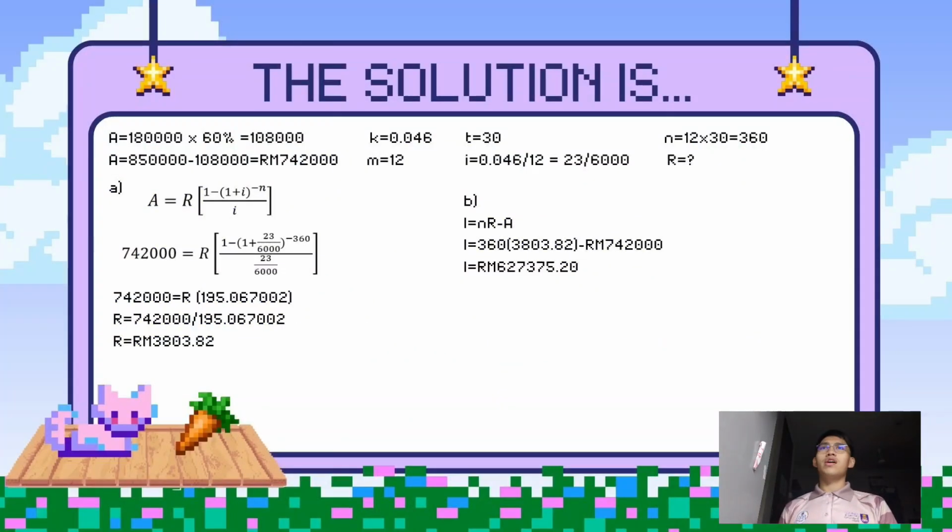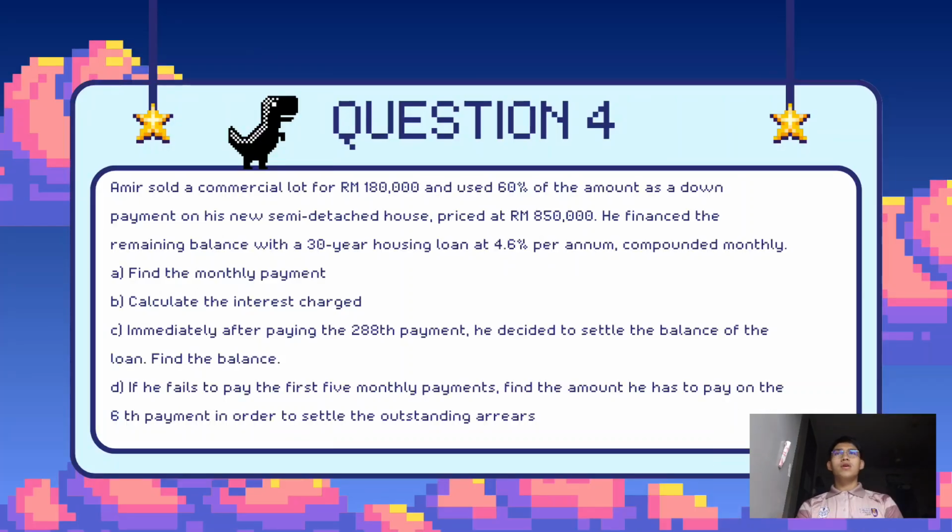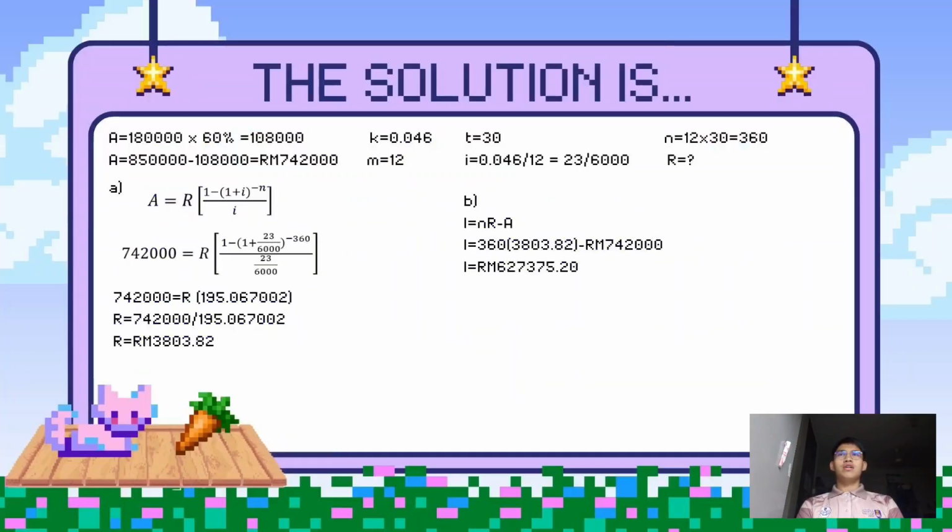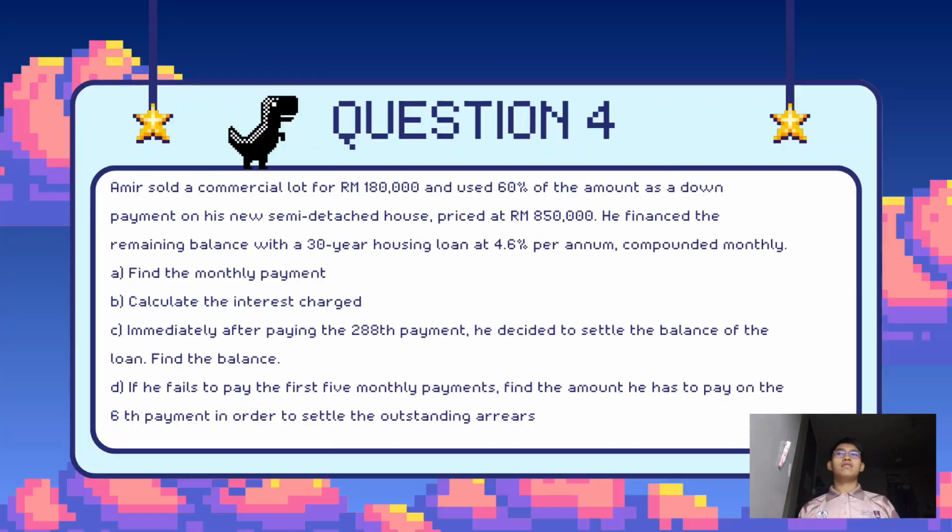First, we need to put all the available information inside the formula, then we solve it using a calculator and get RM3,803.82 as the monthly payment. Next is question B. Calculate the interest charge. In this question, I will use the interest paid formula, where amount of periodic payment minus present value. After we solve it, we will get RM627,375.20.